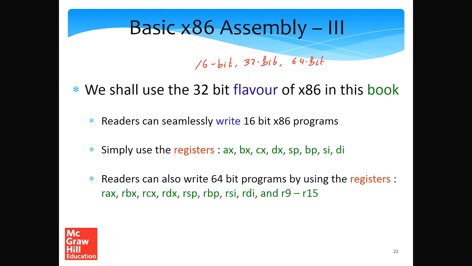So the readers can also write 64-bit programs by using the R series of registers, RAX, RBX, RCX, RDX, and the 8 new registers that are provided by the 64-bit system. These registers should be, sorry, R8 to R15, not R9 to R15, but R8 to R15.